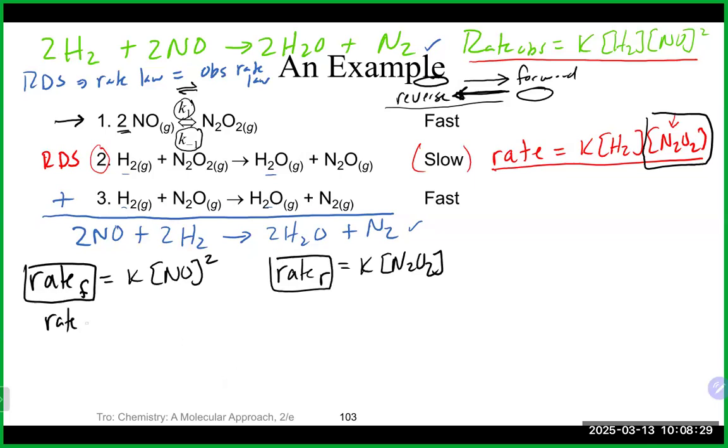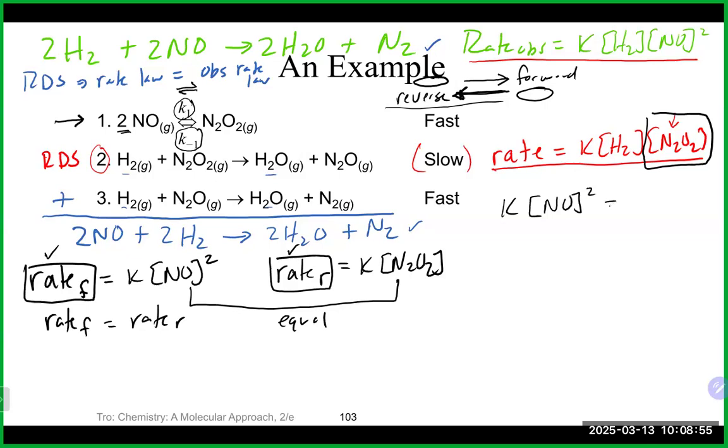So the rate of the forward direction will equal the rate of the reverse direction. And that's really good because although we do not know what this number is, we do know that they are the same number, which means you can actually then set these two guys equal to each other. And that would get me that K NO squared equals K N2O2.